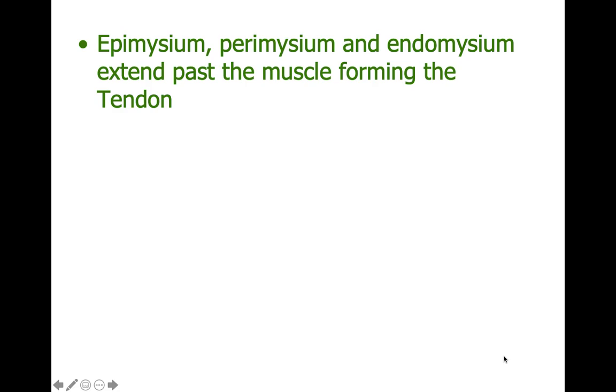I cut off part of this slide at the end of the last lecture, so I thought we'd start back here. Just go over it quickly so we make sure that I didn't leave anything out. As we were saying, these wrappers, these coverings, the epimysium, perimysium, and endomysium, all wrapped in different layers around and in the muscle, extend past the muscle on either end and form the tendon, which allows the muscle to be attached to the bone.